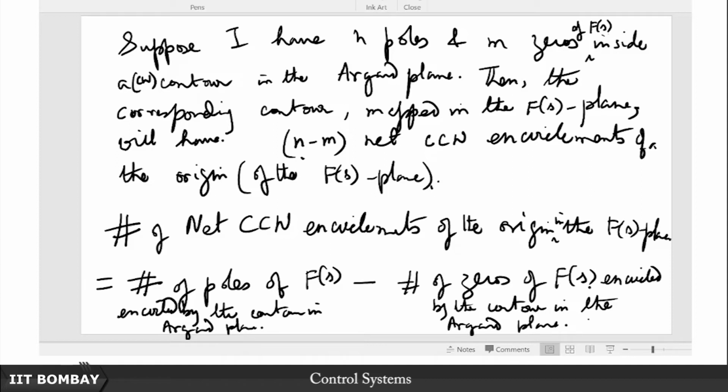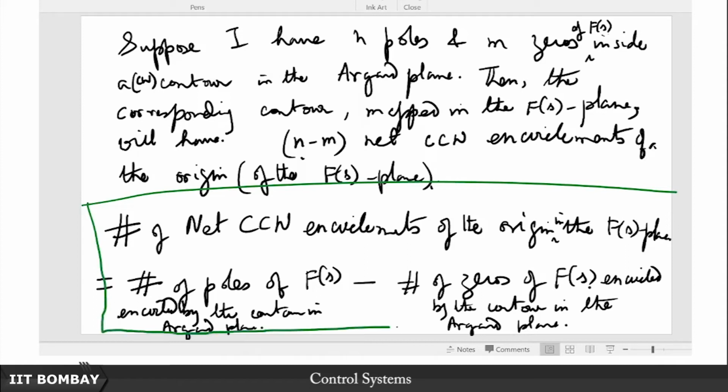total number of zeros. You are choosing a contour in a special way to enclose or encircle a certain number of poles and zeros of this function Fs inside it, and then you can talk about the net number of encirclements of the origin in the Fs plane being equal to the difference between the number of poles of Fs and the number of zeros of Fs, assuming that you are counting it in the counterclockwise sense. So this is the most important thing you learn about the Nyquist criteria, and if you do well to remember this, at no point should you face any problems.